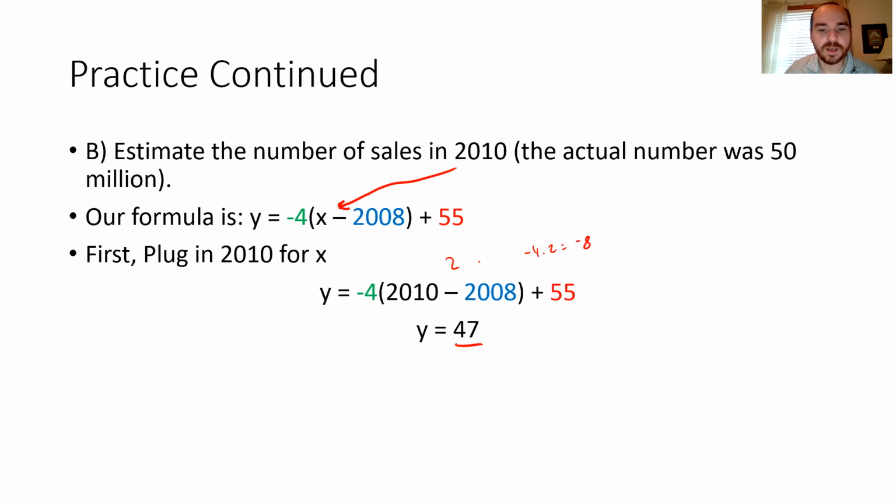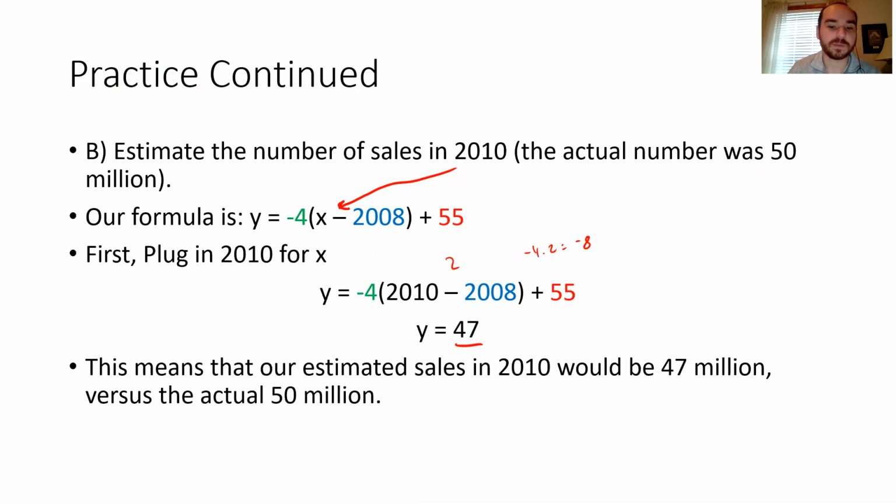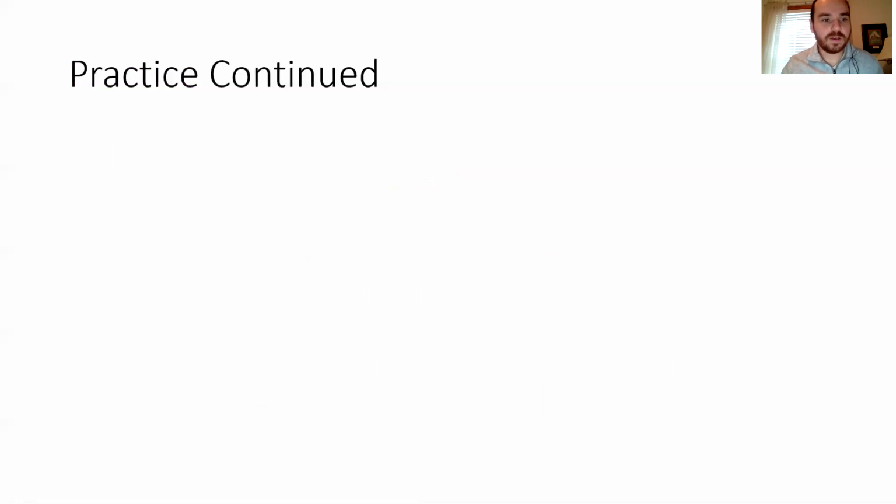That was the previous problem. Number of iPod sales in 2010. The actual number was 50 million, so we're relatively close. We're a little bit off, but it's not a huge margin of error there. That's not too bad. This means that our estimated value of sales in 2010 will be 47 million versus the actual 50. You could do a statistical analysis to see how close that is, but that's not really the point of what we're trying to do right now.